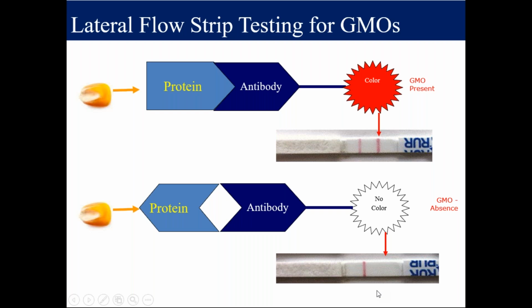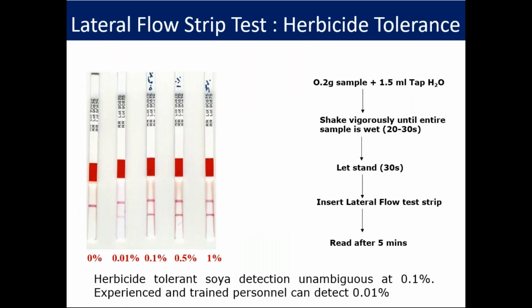So here are some actual experiments done with the flow strips, where you can detect even 0.1% GM soya. That means it is equivalent to 0.1 grams in 100 grams of the material. So what you see is this is the non-GM, so you have the control line, whereas in the GM you will see that the EPSPS protein from the GM has reacted. So it is a very simple test. You take the sample, shake it, insert the strip, and then read it after 5 minutes.